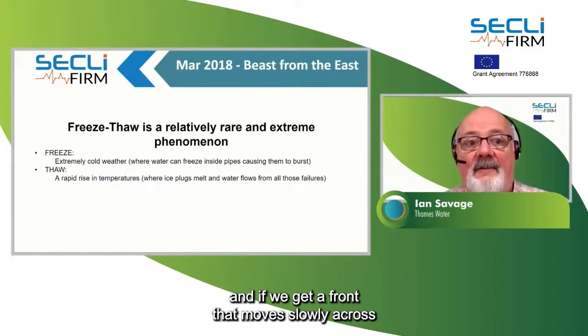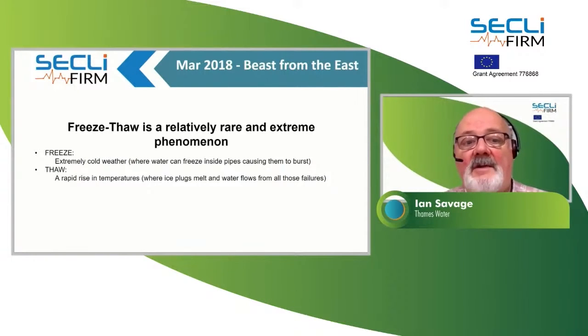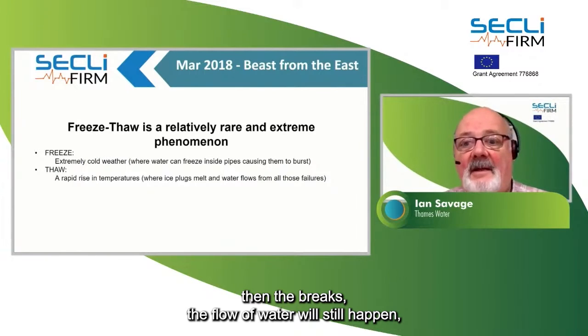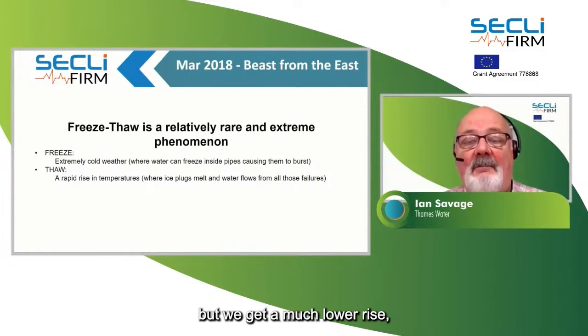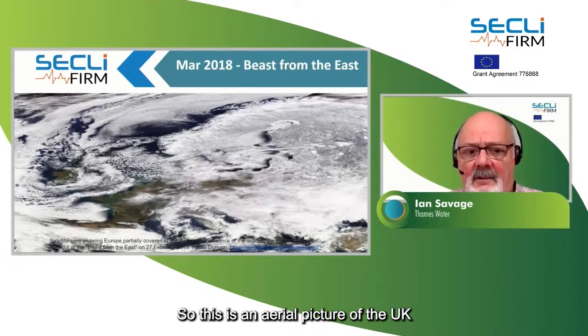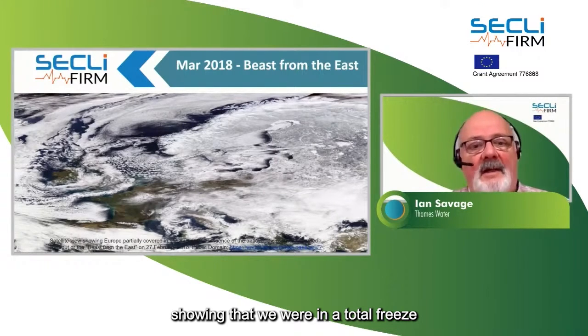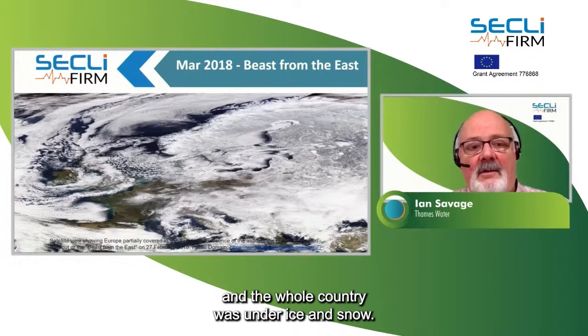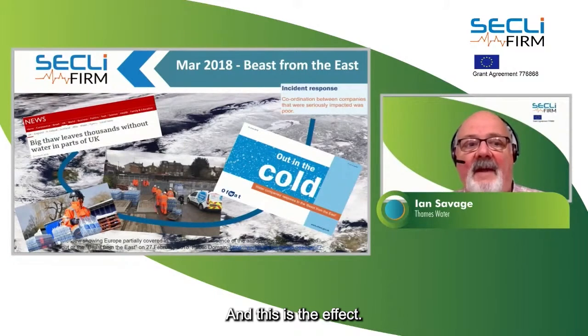If we get a front that moves slowly across and we get a nice slow thaw, then the breaks and flow of water will still happen, but we'll get a much lower rise because people can isolate the leaks as they happen. So this is an aerial picture of the UK, showing that we were in a total freeze. The whole country was under ice and snow, and this is the effect.